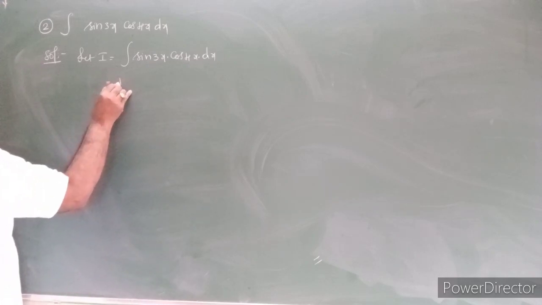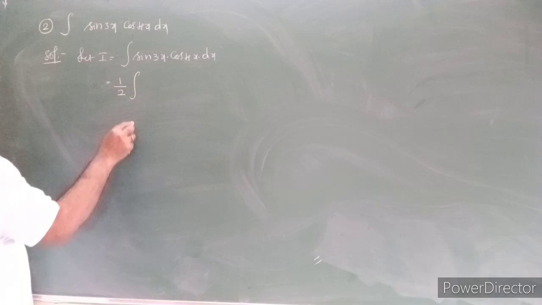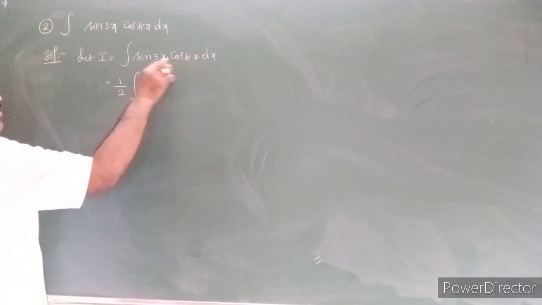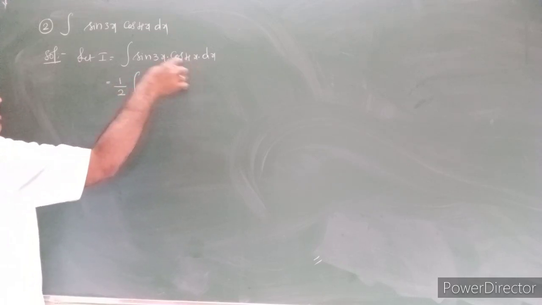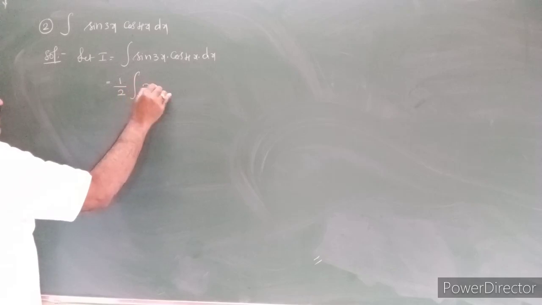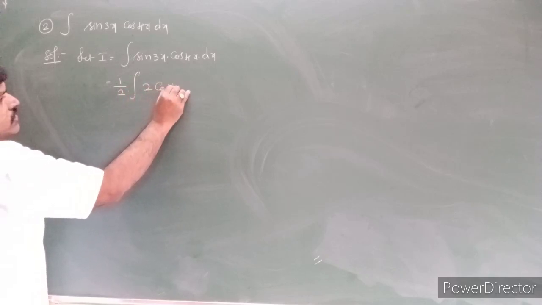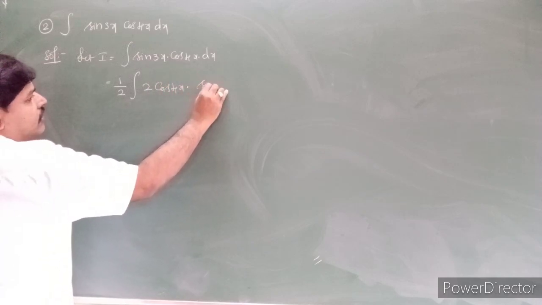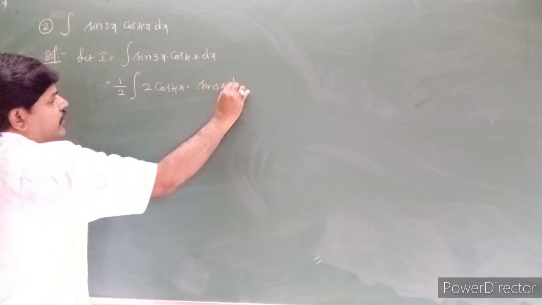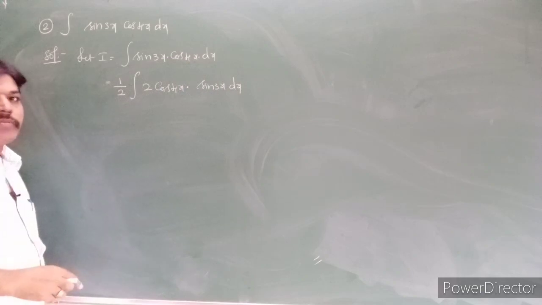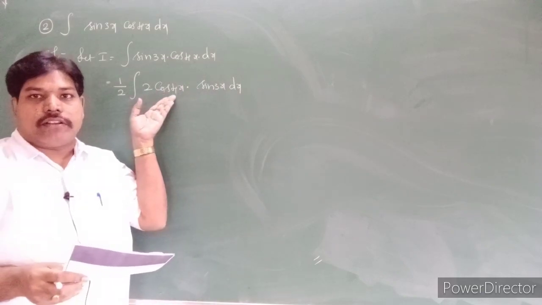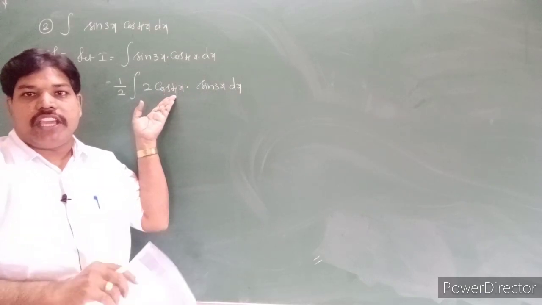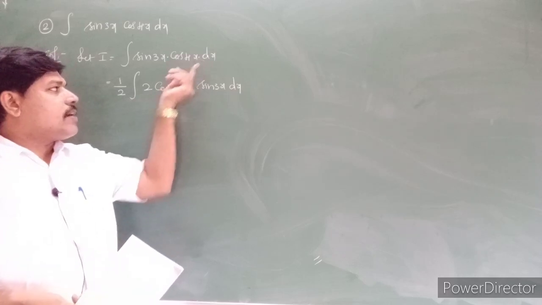What happens? 1 by 2 into integral of, I will write cos 4x sin 3x. This is the big number, so I will write it in front. So it will become 2 into cos 4x into sin 3x into dx. Cos 4x is the big number, so that's why I have written it in front. AB, BA both are same, yes or no? So just I have written that one.